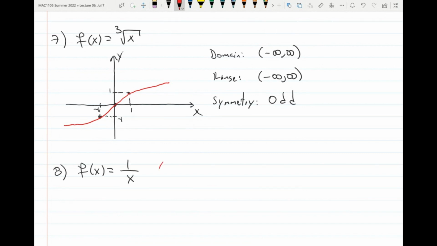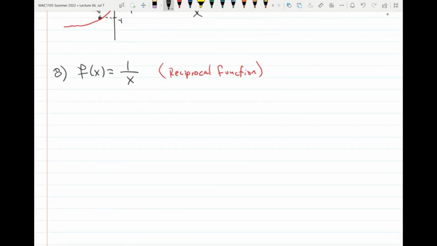Function 1 over x. We call this the reciprocal function. Because the job that it does is, given a number, it flips it. Okay? If you plug in 2, it gives you 1/2. If you plug in 1/2, it gives you 2. Okay. So, we haven't talked about this type of function yet, but we will at some point. Okay? This is, I guess, the simplest example of what we call a rational function.